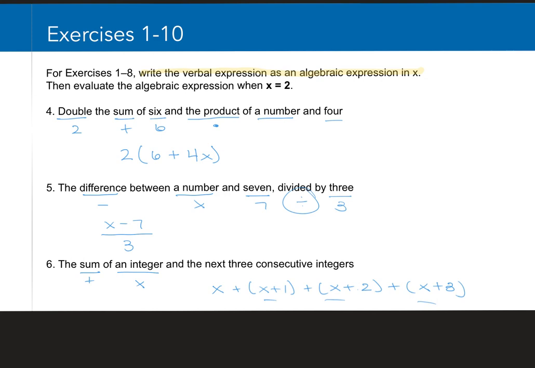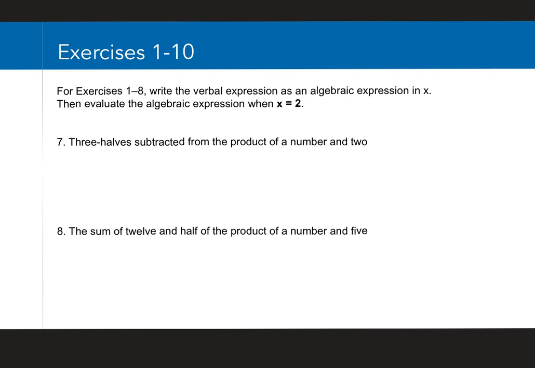All right, so now we're going to take a look at number 7. For number 7, we have 3 halves subtracted from the product of a number and 2, okay? So again, 3 halves, we know that that is 3 divided by 2. Subtracted from, so again, we have that turnaround word of subtracted from. The product, we know goes with multiplication. A number is going to represent x, and then we have 2, all right? So we know that since 3 halves is subtracted from, we have 2 times x, and then we're going to subtract 3 halves.